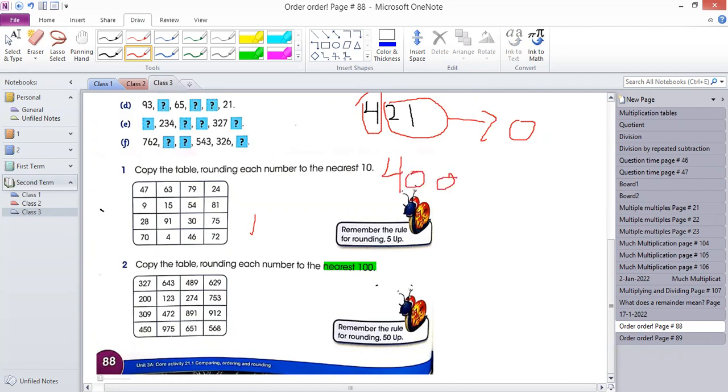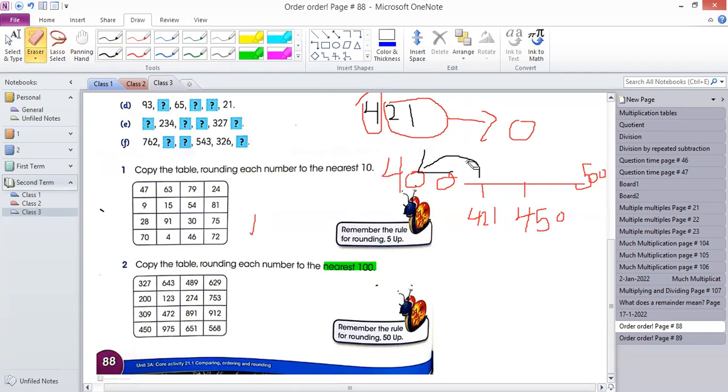421 is between which hundreds? 400 and 500. If I write here in the middle, maybe it is 450. So 421 will be around there. You can see 421 is near to 400 or 500. Because it is near to 400, that's why the answer will be 400.